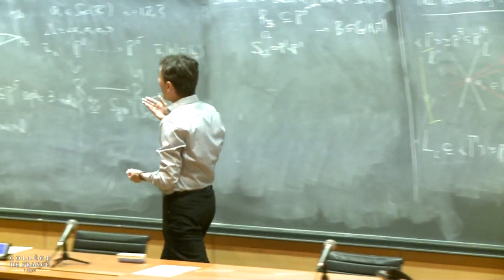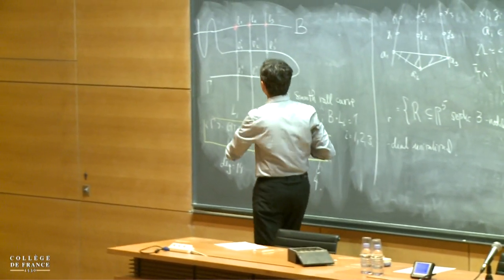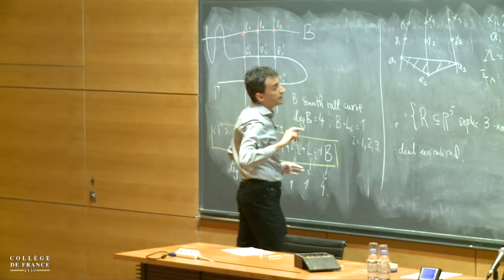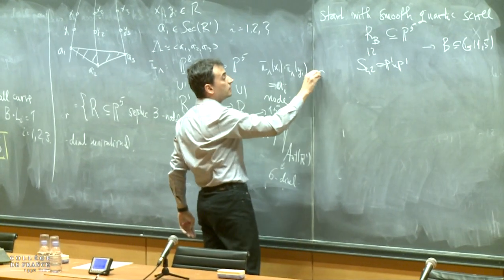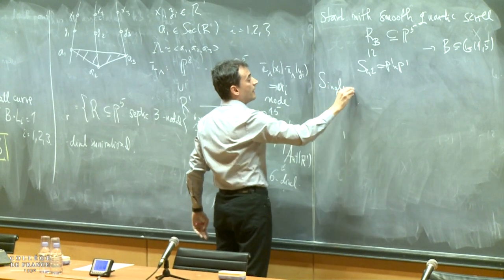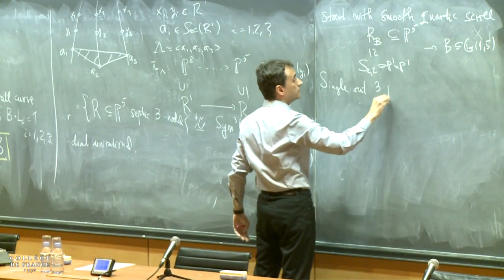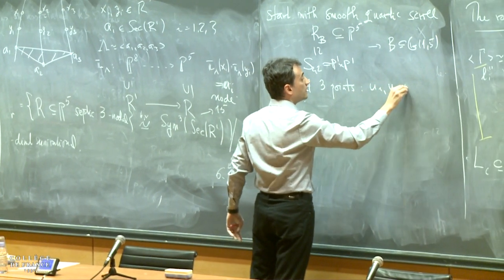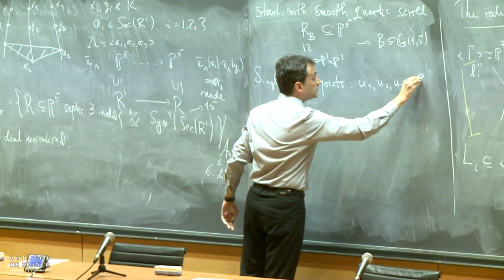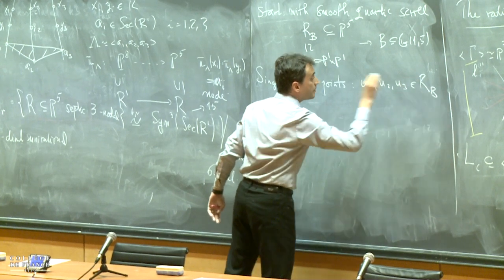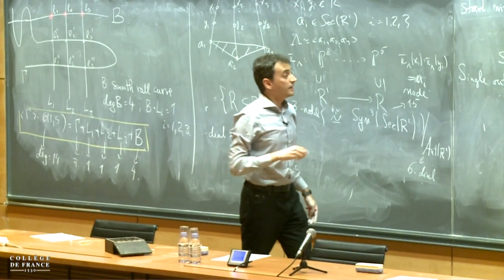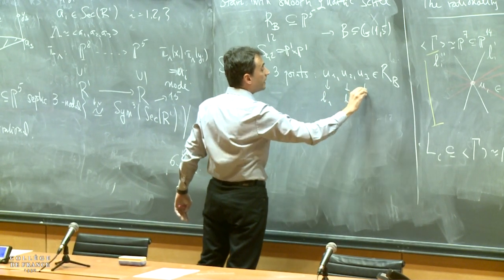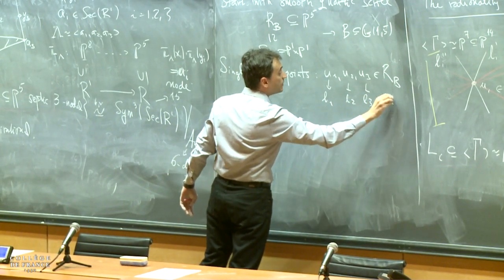You now single out 3 rulings of the scroll RB, L1, L2, L3, and fix 3 points, U1, U2, U3 in RB, sorry. RB is the scroll, it's in P5. Then to these will correspond rulings, L1, L2, L3. These are rulings of B.